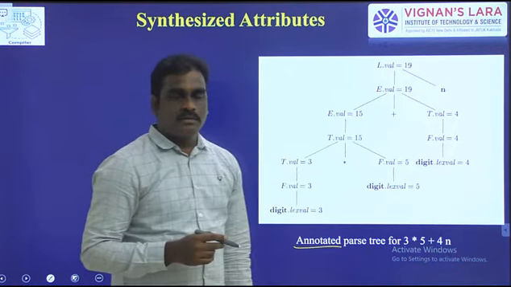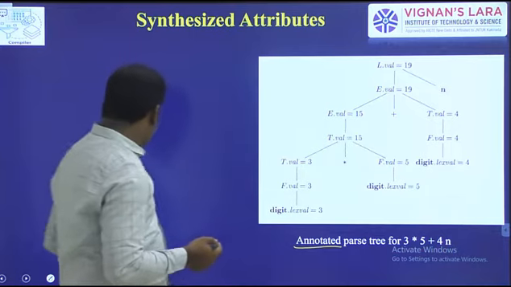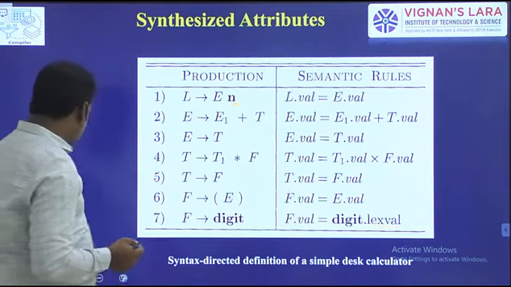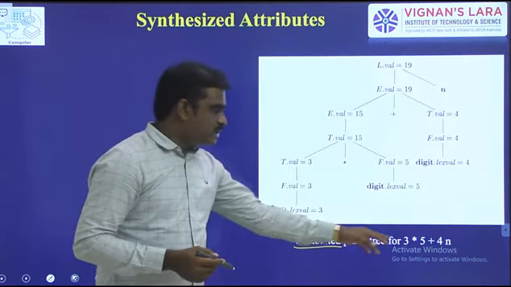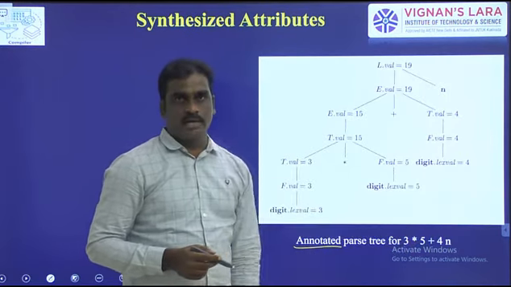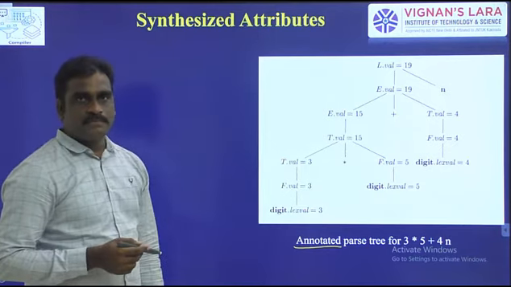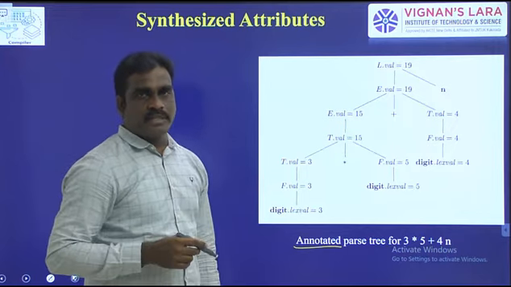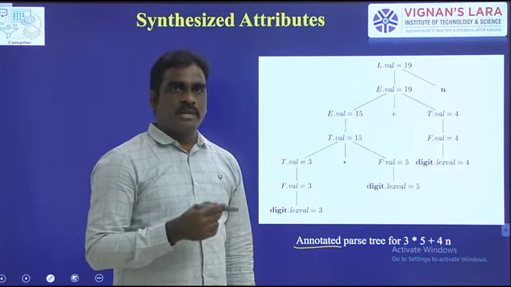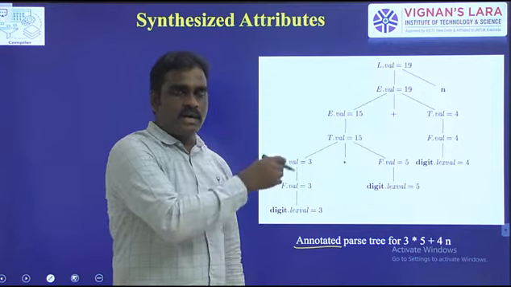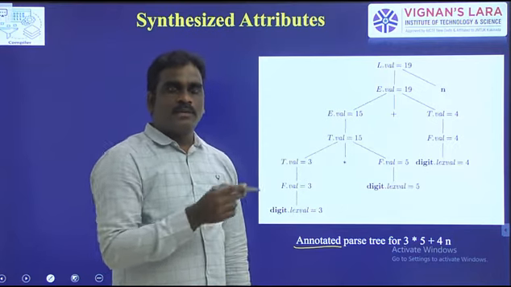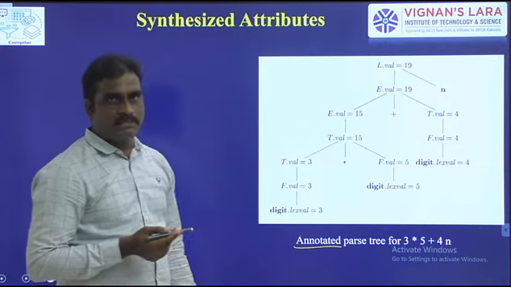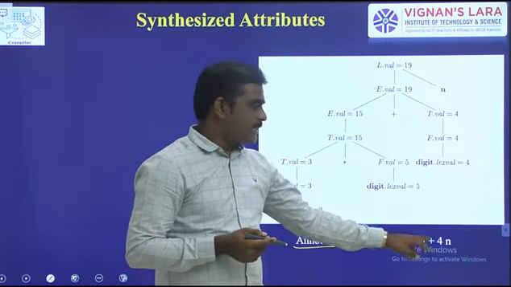So all of you know that, suppose here is the grammar, these are the productions, and we have to derive the input string 3 star 5 plus 4 n. So how to derive it? All of you know about leftmost derivations and rightmost derivations. Based on that, first we have to perform either RMD or LMD. After that we have to draw the parse tree. So first all of you draw the parse tree for 3 star 5 plus 4 n.